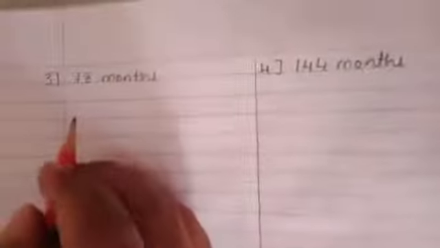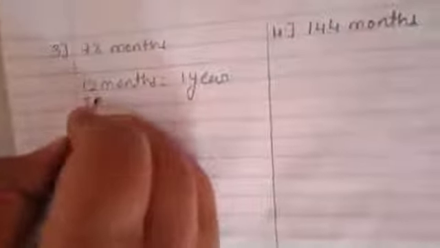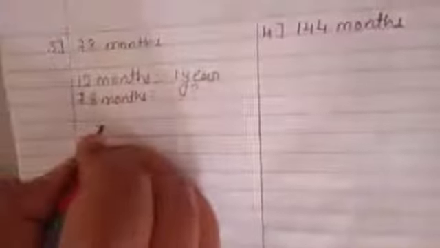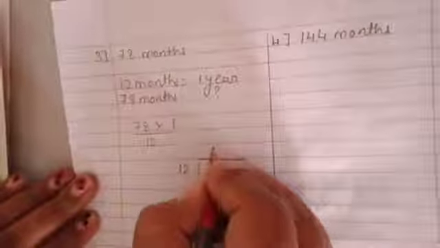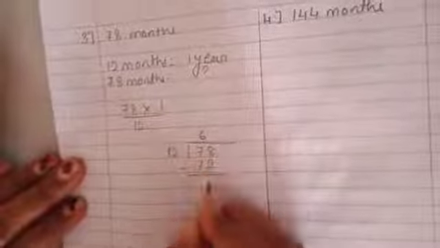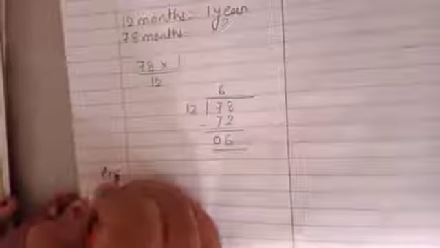Now next, 78 months. So 12 months equal 1 year. So we have 78 months equal to how many years? So 78 multiplied by 1 upon 12. So we will divide it by 12. In the 12 table, when 78 comes, it will not come. So we will take the smaller number, 12 6s are 72. So 8 minus 2 is 6, 7 minus 7 is 0. So 6 is smaller than 12. So here we will stop our division. So our answer is 6 years, 6 months.